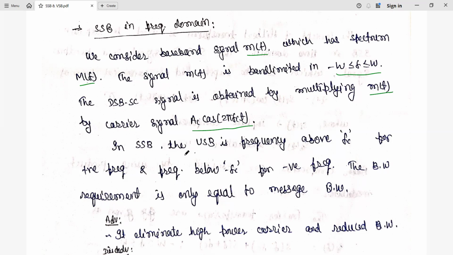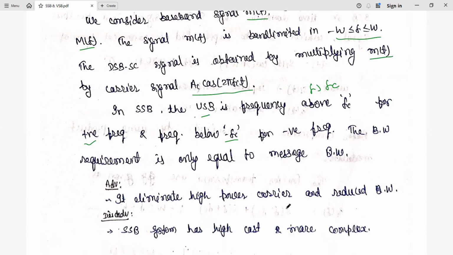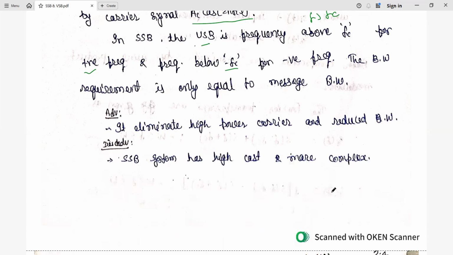Here the carrier signal is considered as Ac cos 2 pi fc t. In case of SSB, the upper sideband is the frequency above the carrier frequency fc for positive frequency, and the frequency below minus fc for negative frequency. This will be much clearer in the next diagram. Here the bandwidth requirement is only equal to the message bandwidth, not twice the message bandwidth.